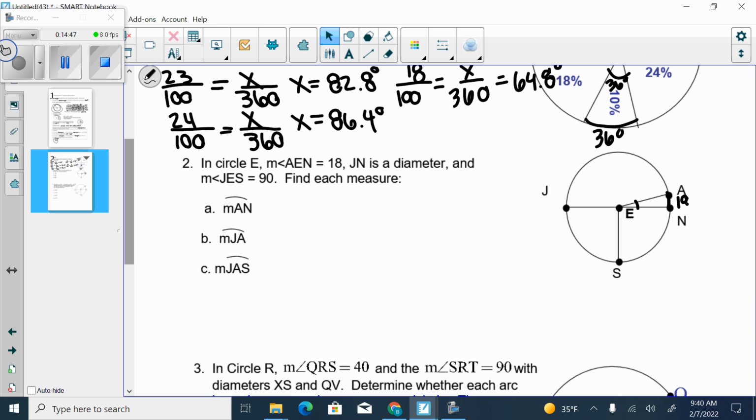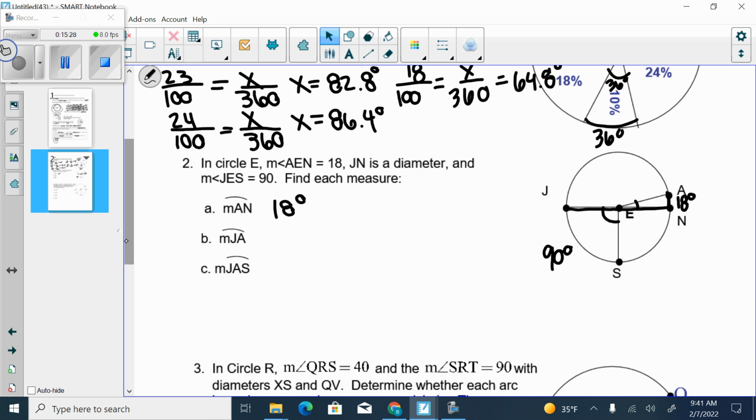So what would that mean this arc is? Okay. All right. They also told us that JN right here is a diameter, which would mean everything from here up is how many degrees? 180, and from here down is 180, okay? And then they said the angle JES, this angle here, is 90 degrees. So what's the measure of arc JS? 90 degrees. Okay. So now that we have some of this information plugged in, let's come over here, see what we can find. Well, AN, we already said the measure of arc AN was 18. Good.